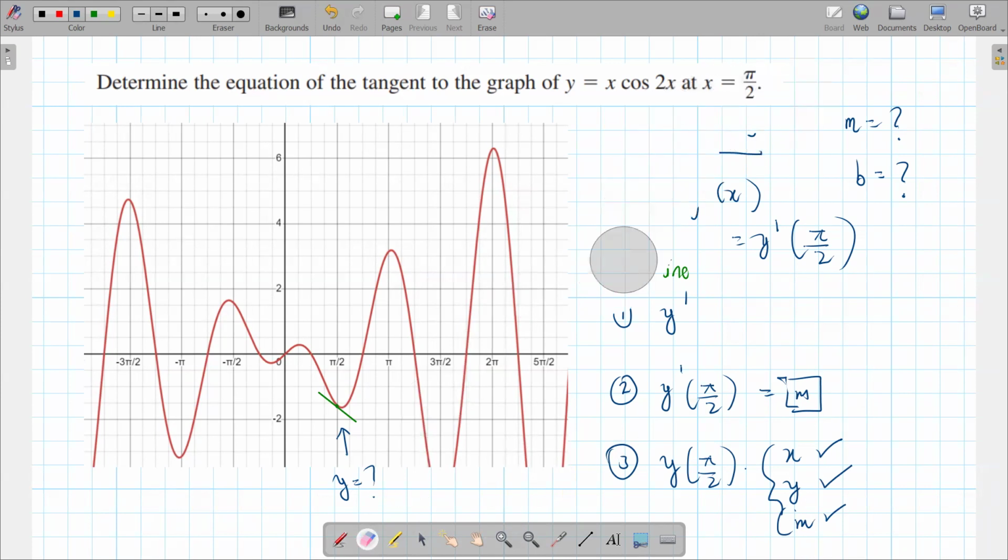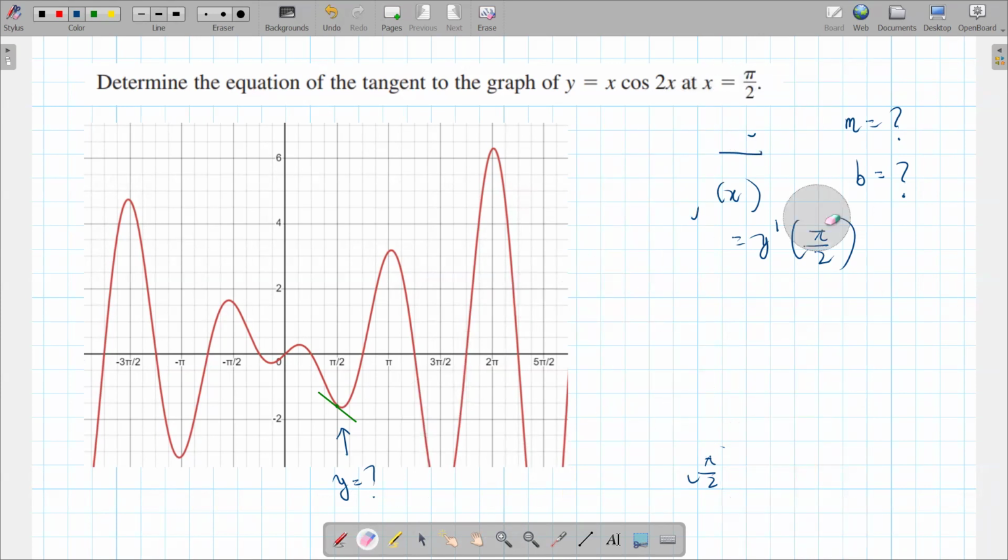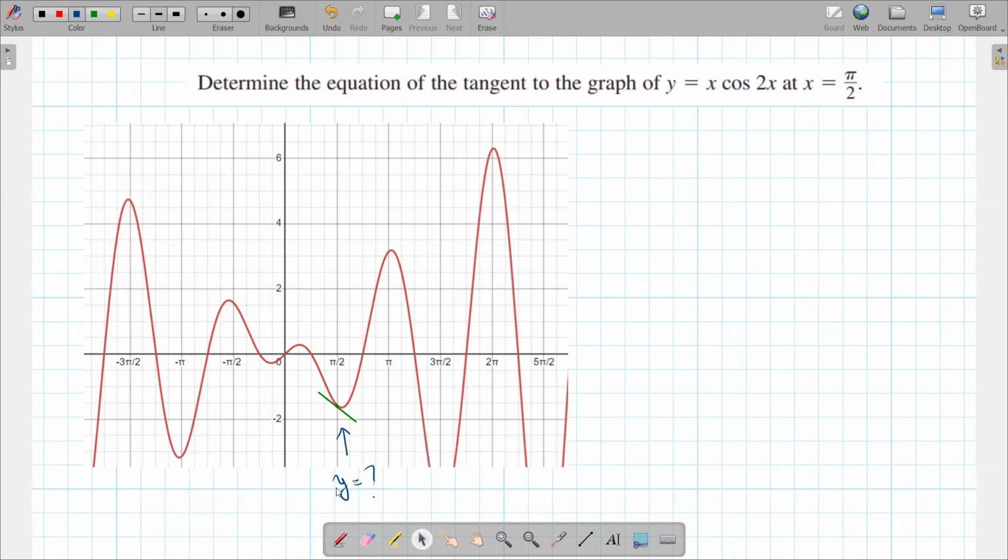Step number 1, we're going to find y prime. Step number 2, we're going to plug pi over 2 into y prime. So if you look at this equation, what's y prime? Like of pi over 2? No, so of y. Oh, pi over 2 would be 0 because pi over 2 is a number. The derivative of a number would be 0. We need to find y prime of y. So what's the derivative of y here?